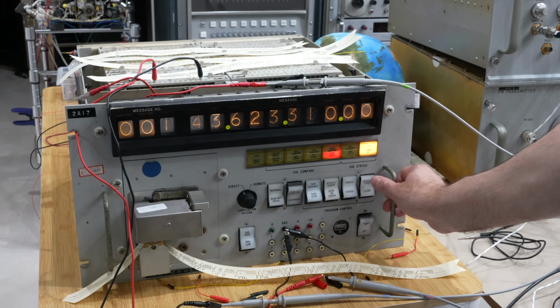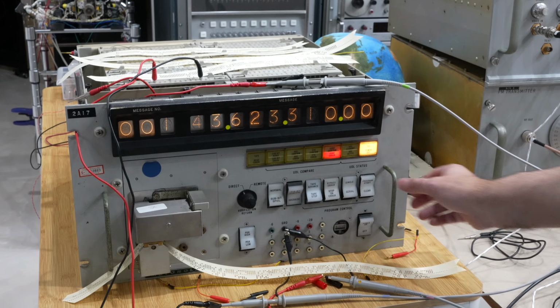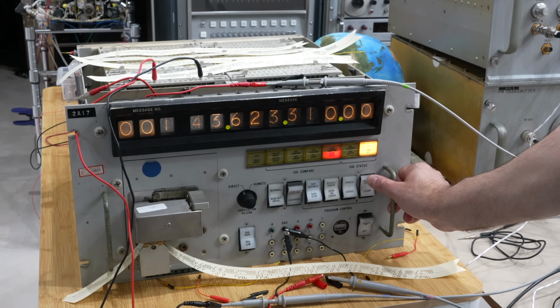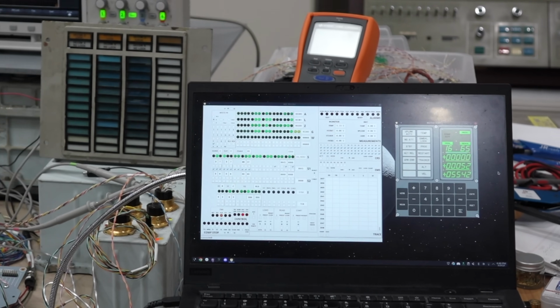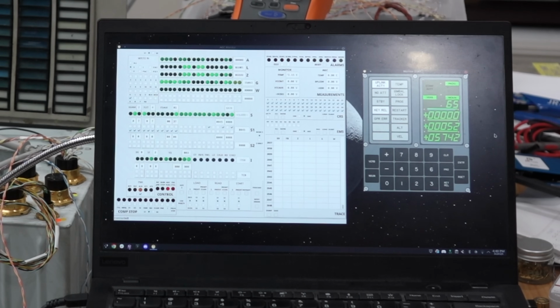0, 0, 1. Okay, so that should be reset, I think. Okay. And this will be verb. Yes. Okay. And this will be 3. And this will be 5. It's working? It's working. This will be enter. Yeah, it's doing the light test. Oh! Wow! Nice. Excellent.